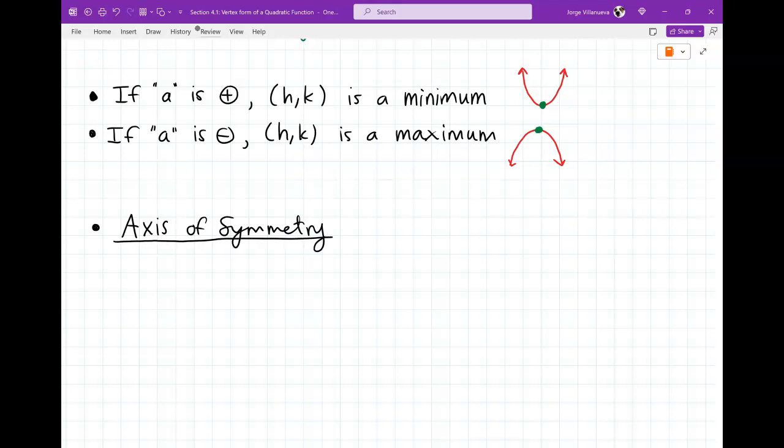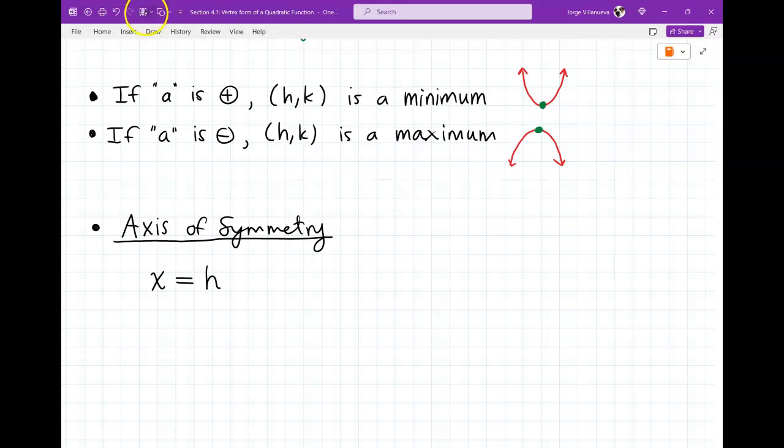Now, it's just a formula, okay? Well, not really a formula in this case. It's not a big formula. X is equal to H. That's it. That's your axis of symmetry, okay? So if H is a positive 3, you're going to write X equals 3. If H is a negative 1, you'll write X equal to negative 1, okay?